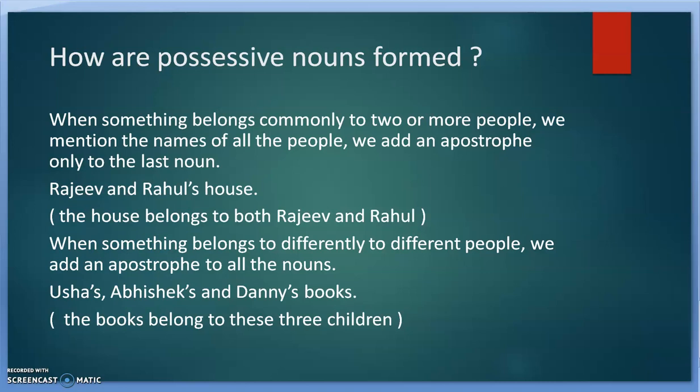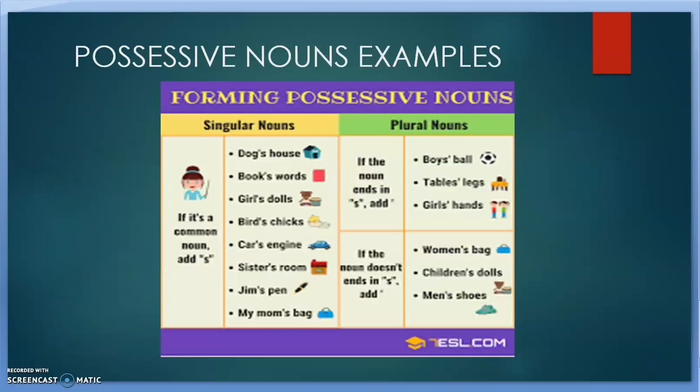Now here we can see some more examples of possessive nouns. Singular nouns: dog's house, bird's chicks, car's engine, sister's room, Jim's pen, my mom's bag. Here the common thing is, if it's a singular noun, we add apostrophe and S.